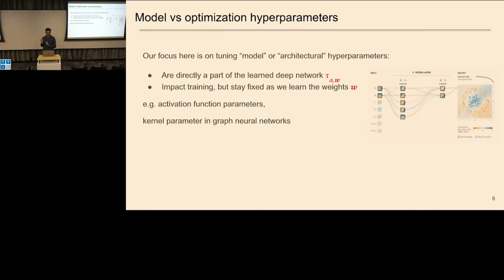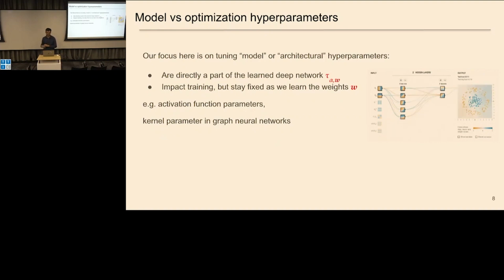So one important aspect to highlight here is just to give a picture of what sort of hyperparameters our current results we can hope to apply for. So there's a distinction between model versus optimization hyperparameters. The model hyperparameters talk about things that affect the learned final neural network. So you do your training, you get some network, and that network is a function of both your parameters and hyperparameters. Even though your hyperparameters were fixed during your training, they will still appear in your final function. And here they impact training, so they impact the W that you finally learn as well.